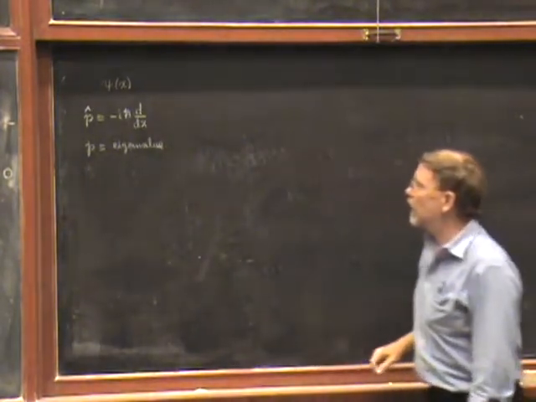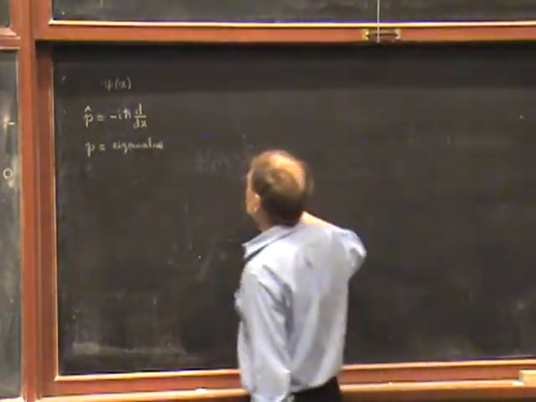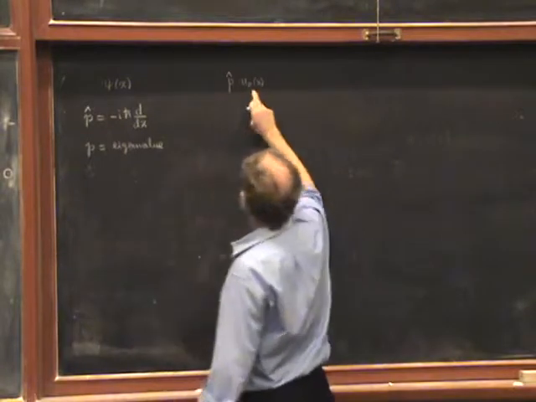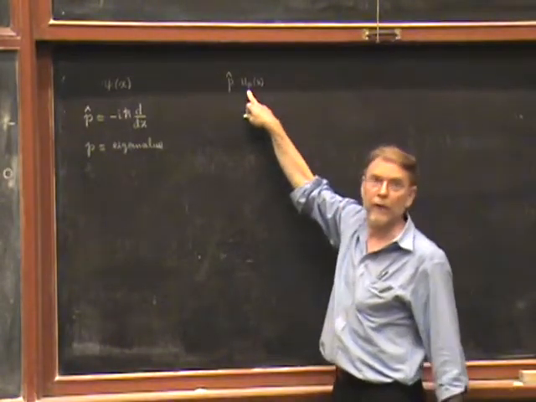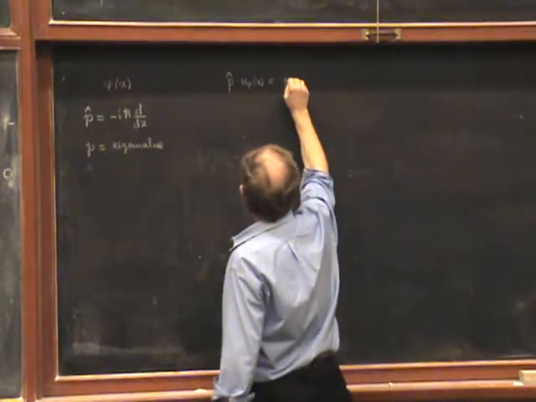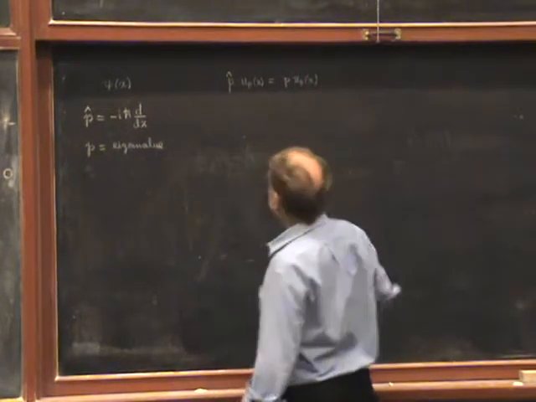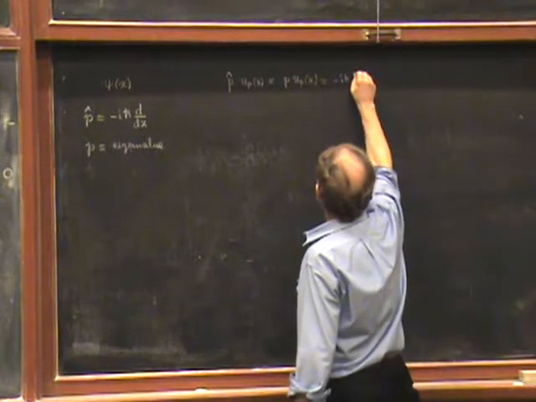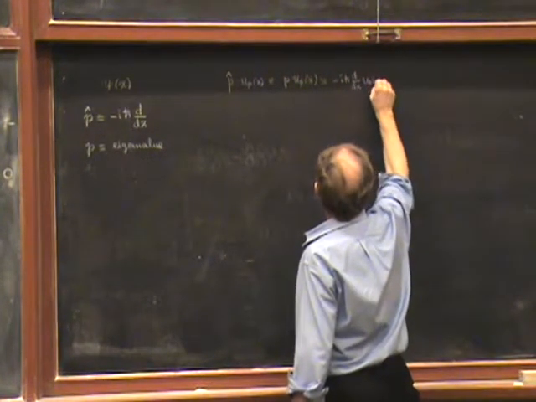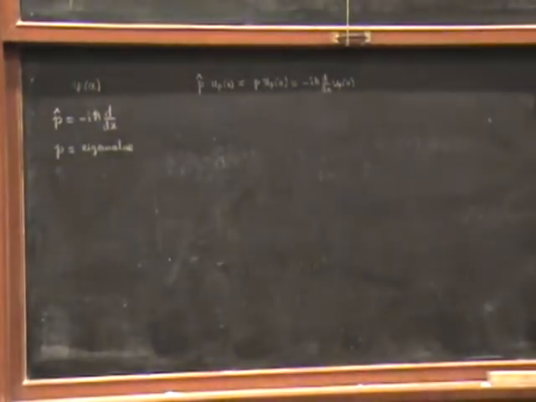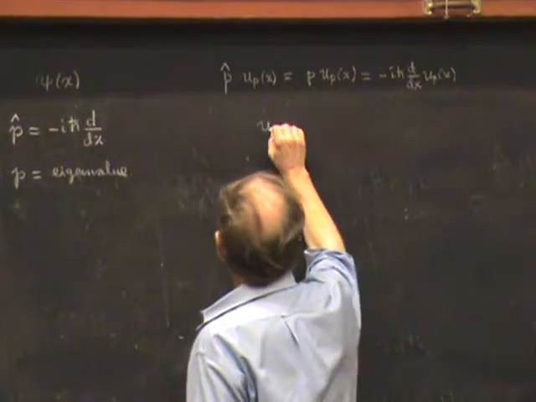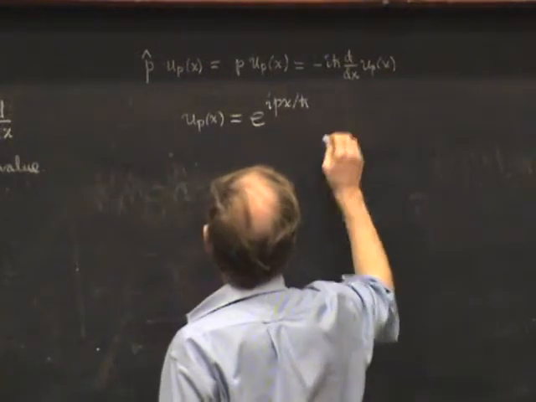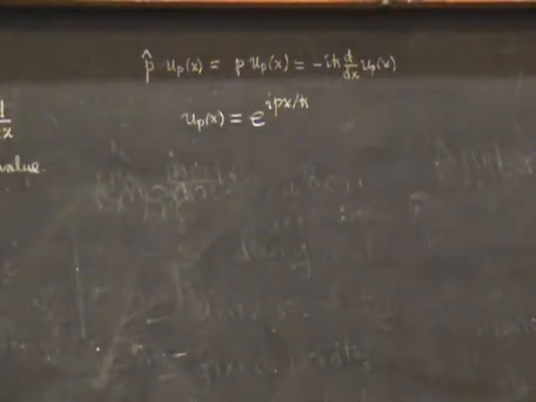So the eigenvalue eigenfunction problem for the momentum looks like this: p-hat acts on some function, let me call it u sub p of x, which is supposed to be an eigenfunction of the momentum operator with eigenvalue p. So when you let p-hat act on it, it has to just multiply it by p. This is the eigenvalue eigenfunction equation. However, since the momentum operator is minus i h bar d/dx, this becomes a differential equation for u_p of x, which is a simple differential equation. And when we solve it, we find that u_p of x is equal to e to the i p x over h bar, and that's it. Okay, so to within a multiplicative constant, that's the eigenfunction.